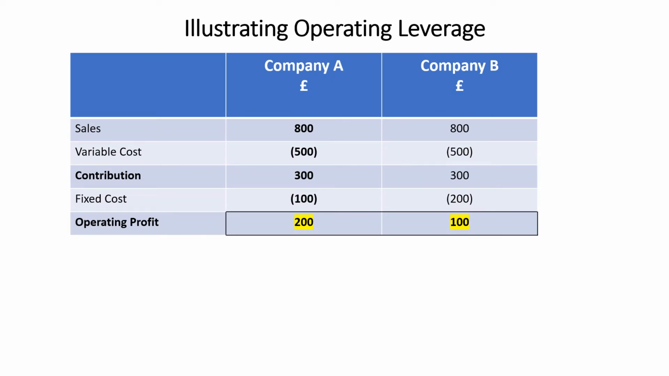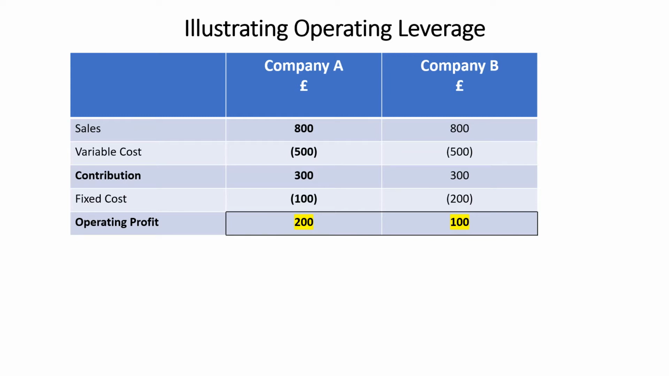By the look of it, both companies seem to be rather equal in size, with both generating sales of £800, variable costs of £500, leading to a contribution of £300 each for Company A and Company B. The only difference is the level of fixed costs. Company A has a fixed cost of £100, while Company B has a fixed cost of £200.